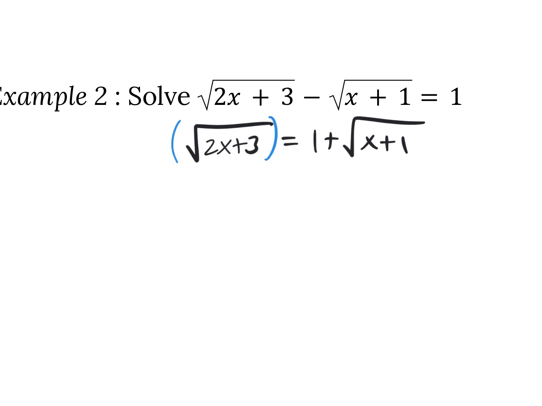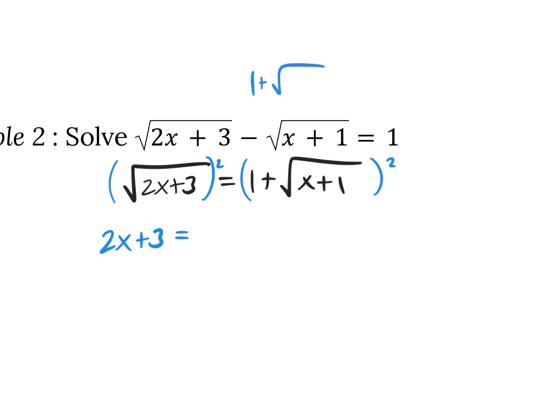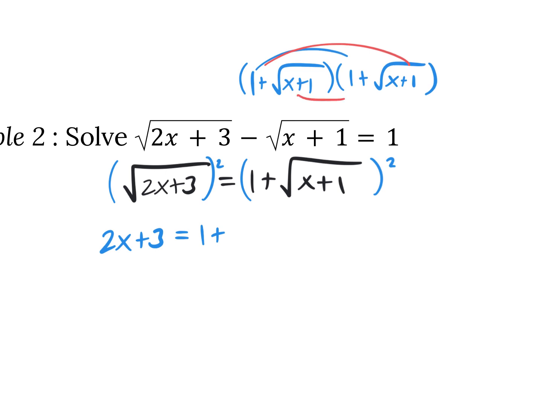Okay, and now let's go ahead and square it. It's still going to be a little gross on the right-hand side, but it will be better. So the left side, those square roots go away, and I'm just left with 2x plus 3. And the right side, you're just doing 1 plus the square root of x plus 1 times itself. So you are going to have to FOIL. And when I FOIL, I get 1 plus, how many square roots of x plus 1 am I going to have? I'd have 2, right? So 2 square root of x plus 1. And then when I multiply these last 2 terms together, I'm just left with x plus 1.